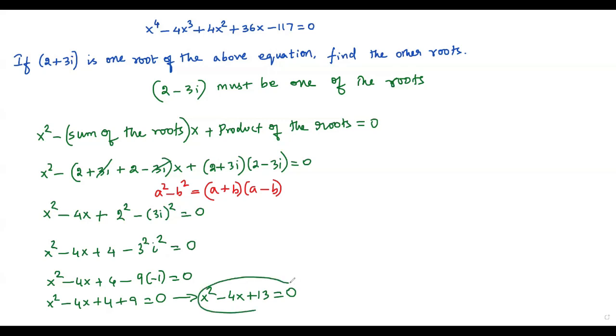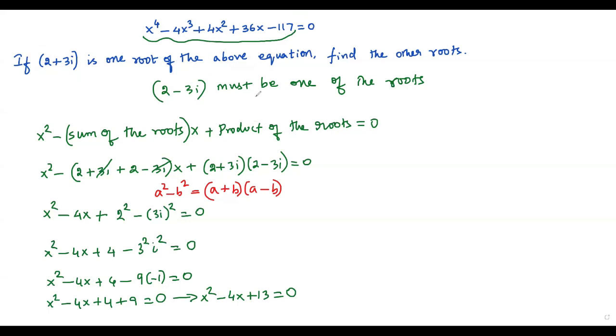Okay, so here I got a quadratic equation using the 2 roots, 2 positive 3i and 2 negative 3i. Since these two numbers are the roots of the given equation, the quadratic expression we have over here must be one of the factors of the polynomial we have on the left side of the given equation. So using this x square negative 4x positive 13 as one of the factors, I can try to factor the polynomial we have on the left side of the equation. Once I factor this polynomial, I'll be able to find the remaining 2 roots.